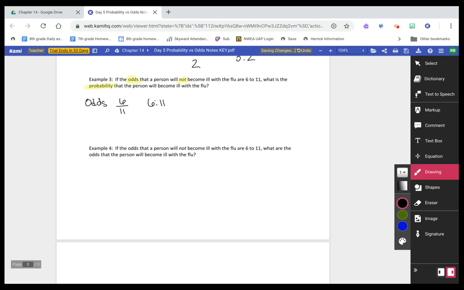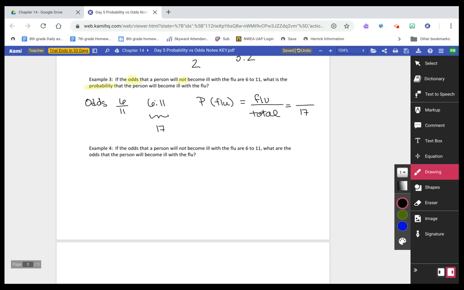So we need to figure out what's the total number that we have, because in probability, remember, we are becoming ill, so probability of getting the flu, it's going to be whatever number we'll figure out there over the total. So flu over the total. So let's figure this out. The total number, when you have odds 6 to 11, that means that our total number will be 17. So that's going to go on the bottom.